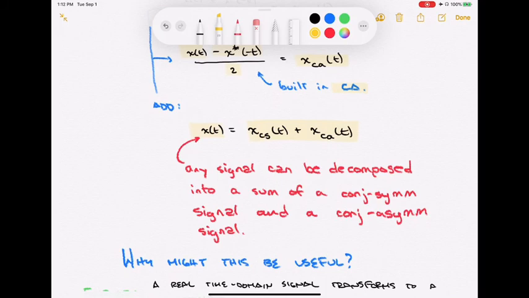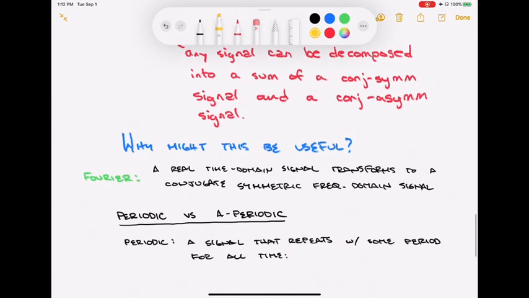They don't have to be. You can also apply this to real signals. And it just says that any old signal can be decomposed into a sum of a conjugate symmetric signal plus a conjugate antisymmetric signal. Why might this be useful, or how might we use it in this class?